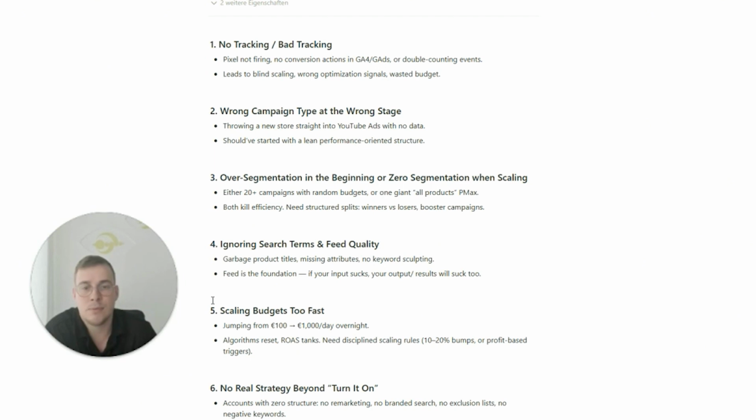And of course, you can do it on Google as well, but not that aggressively. So we don't have these big increases. We rarely double budgets with Google Ads.